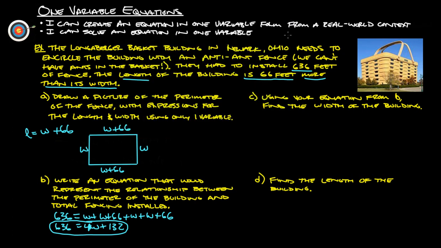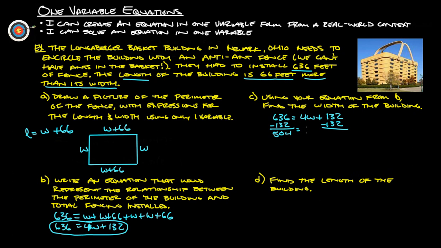All right, back to this. C: using your equation from B, find the width of the building. 636 equals 4W plus 132. We're going to solve this for W, so we want to get W all by itself. We're going to get rid of the 132. The opposite of adding 132 is subtracting 132. What's that give us?